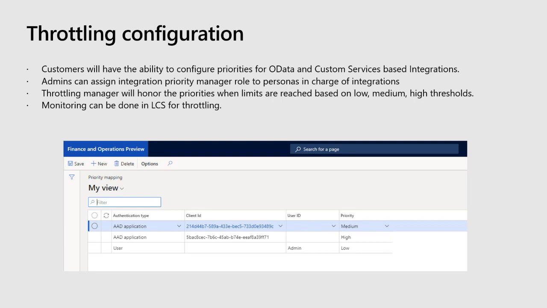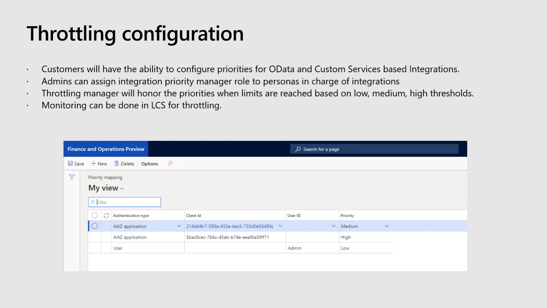At that point, if high priority and medium priority requests are coming in, they are allowed in and processed, which can increase system utilization, and it might hit the next threshold, the medium threshold, at which point low priority and medium priority requests will start getting throttled while high priority can still come in and get processed. Those can still push the system further toward the high threshold, at which point any OData and custom service request coming in will start getting throttled. So that's the high-level logic of how the throttling is going to work.